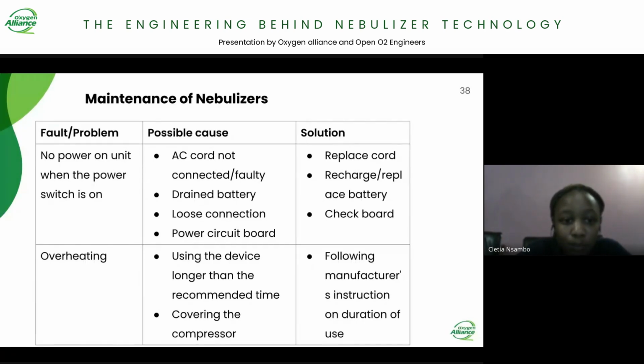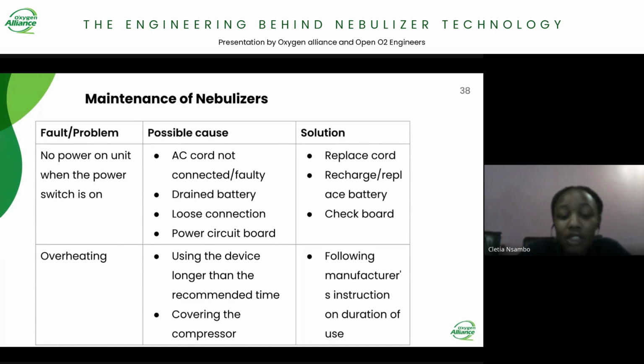Another common problem is overheating. This is usually associated with the jet nebulizers, where if the compressor is covered, you might end up overheating the system because there's no cooling mechanism there. As well as if the device is being used longer than the recommended time.